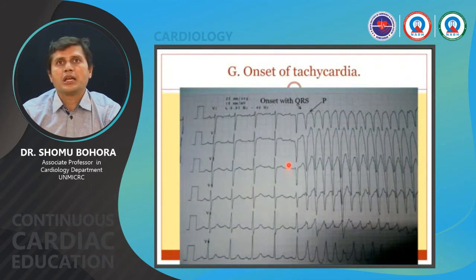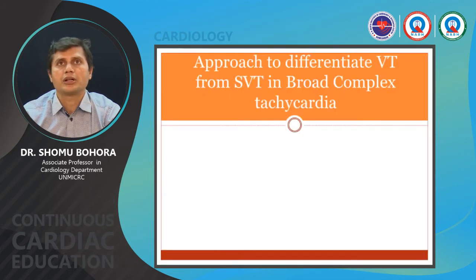Onset of tachycardia may give you a clue if you are lucky enough to have it on ECG, and as you can see here, the tachycardia starts with the QRS complex without a preceding P wave, and the P wave comes later on, suggesting this to be a ventricular tachycardia.